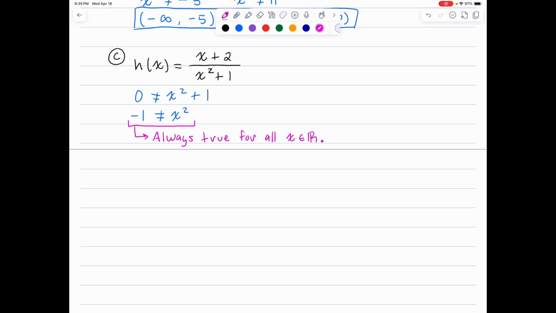So what does that mean if it's always true for all x in the real numbers? Well, that means there's no real number that I can plug in that would make this denominator 0. So, since there's no number that I can plug in to make that denominator 0, it must be that our domain is all real numbers. So that means that it's going to be from negative infinity to infinity. We'll box that up.